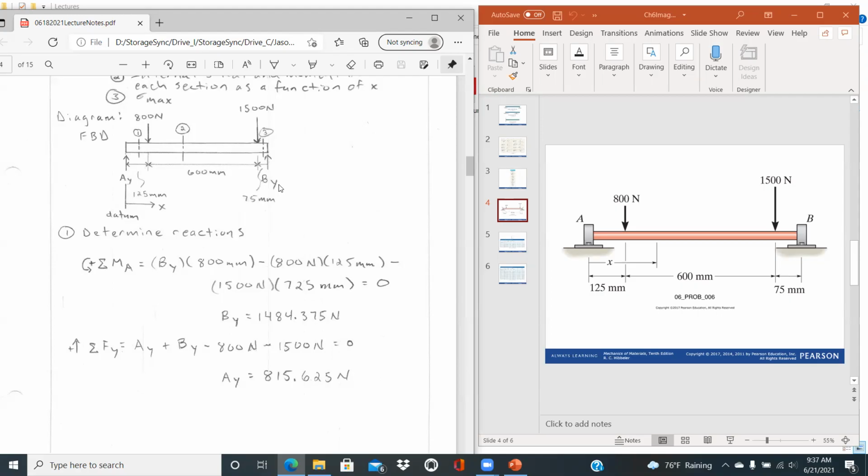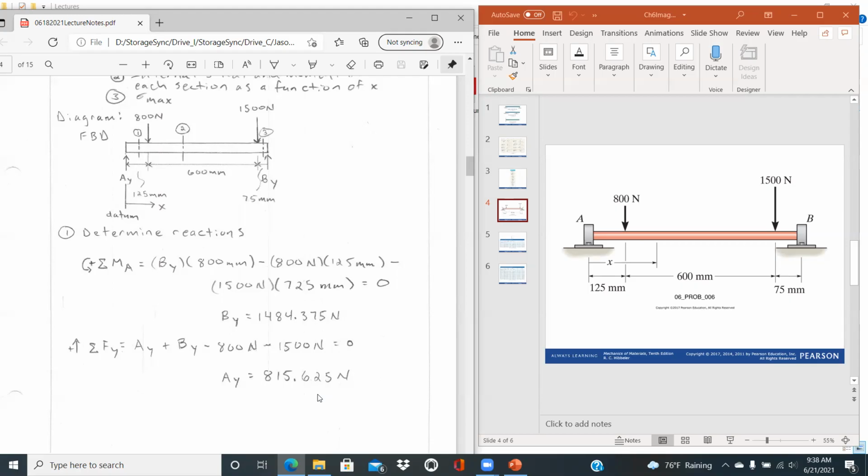And summing your moments, that gives you one equation, one unknown, where you can solve for BY. I put several significant figures past that so we don't have any round off errors. Then once you have BY, you can sum forces in the Y direction, AY plus BY minus 800 minus 1500 equal to 0, and you can solve for AY.